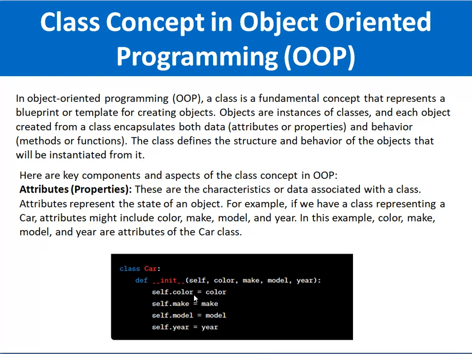First one, it has a color, for example blue, green, red. Then its make. Then model, for example a model of 2023 or 2022. Then the year, for example the year 2022. So these are the things which you can idealize, that these are the attributes a car can have.